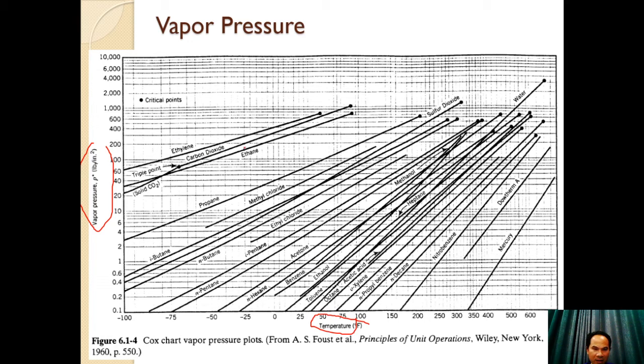And there are lots of chemical species like ethylene, carbon dioxide, ethane. If you know the temperature, you can calculate the vapor pressure. If you know the vapor pressure, you can calculate the temperature. This is the boiling point, right? Or the dew point, something like this. These are Cox charts. That's right.